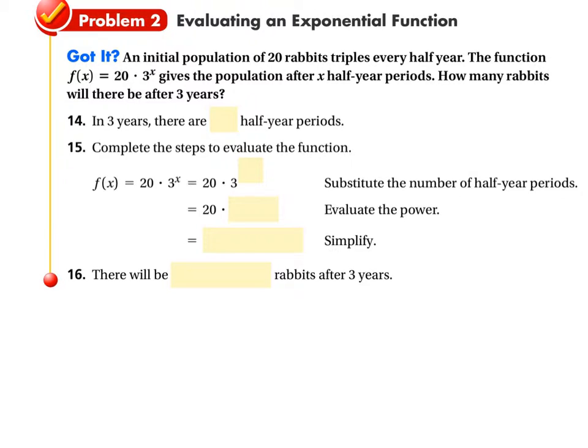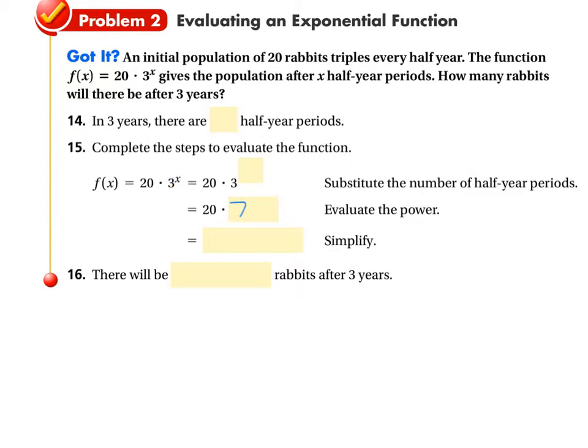Let's take a look at problem number 2. In this case, we have 20 rabbits and they triple each year. The function is f of x equals 20 times 3 to the x. And that gives a population over half-year periods. How many bunnies will there be after 3 years? Well, 3 years are 6 half periods. So f of x equals 20 times 3 to the x. The x is 6. That's the number of half periods.